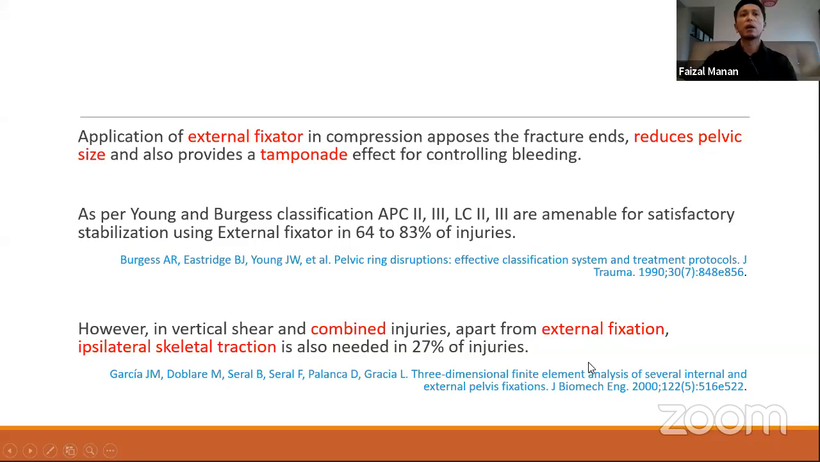ipsilateral skeletal traction is also needed in 27% of injuries. One of the questions asked just now in the chat box was, if you have a vertical shear, what else can you do? Yes, in a vertical shear, you can stabilize it, but sometimes ipsilateral skeletal traction is also needed, meaning you put in a skeletal pin and pull, either on the femur or tibia, usually the femur if there's no fracture. You pull it down, because in vertical shear one side of the pelvis will rise up. So we need to pull that back down and stabilize it, okay?